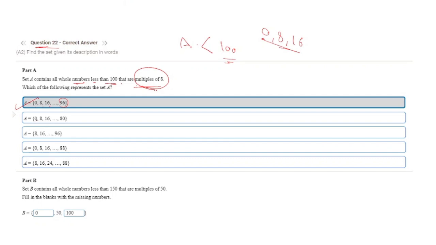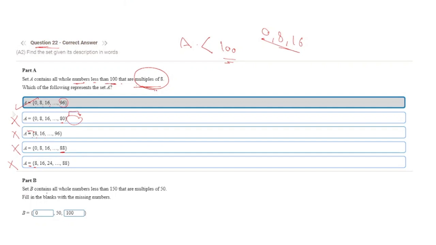Here, 0, 8, 16, up to 80, but still there is 88, and 96 is missing here, so this is the wrong answer. Here A is equal to 8, 16, but he didn't mention 0, so it's a wrong answer. Here is 88, still remaining one number, which is 96, which is the wrong answer. And here, the 0 is missing, so it's a wrong answer also.